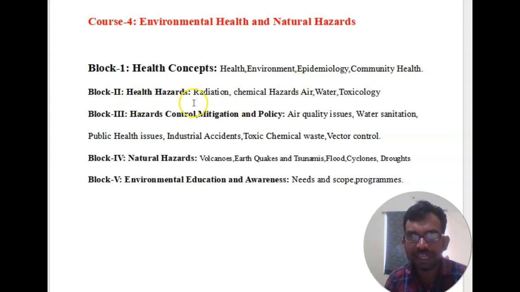Then block 2, health hazards: radiation, chemical hazards, air, water and toxicology, we need to learn about these health hazards. Then block 3, hazards control, mitigation and policy. In this unit, we need to learn about air quality issues, water sanitation and public health issues, industrial accidents, toxic chemical waste and vector control. And block 4, the natural hazards, like volcanoes, earthquake, tsunami, flood, cyclones and droughts.